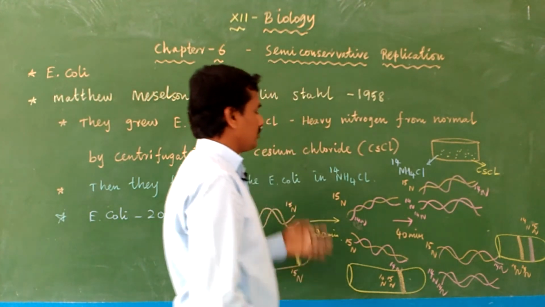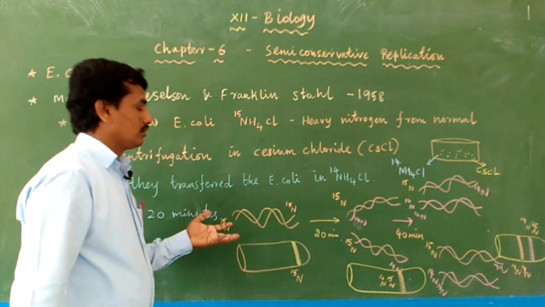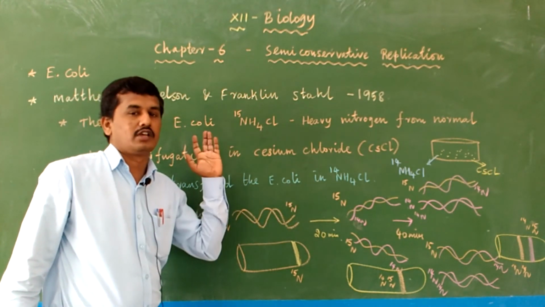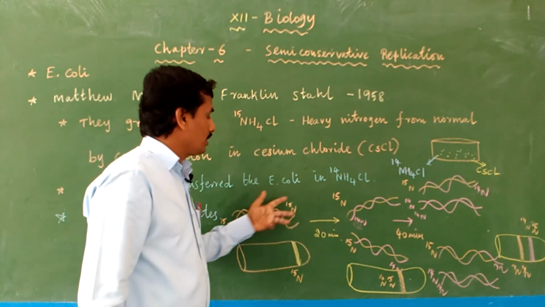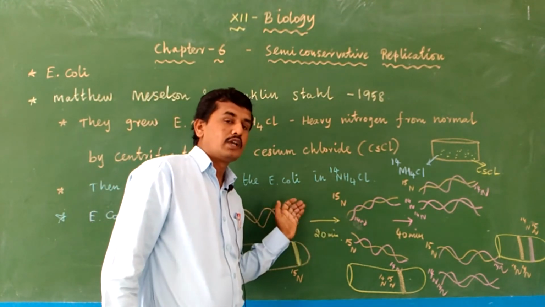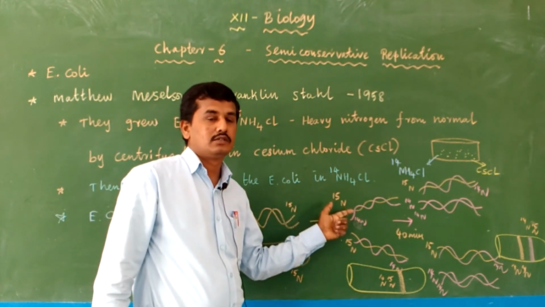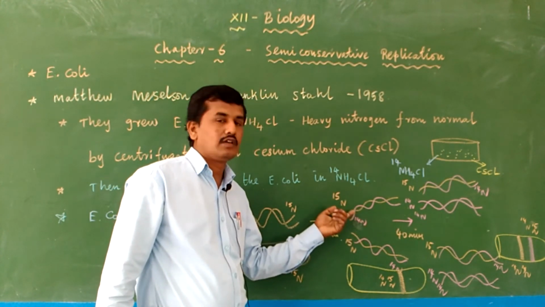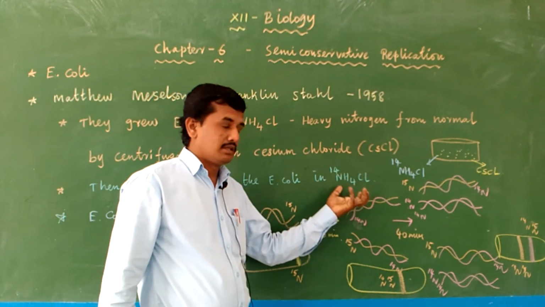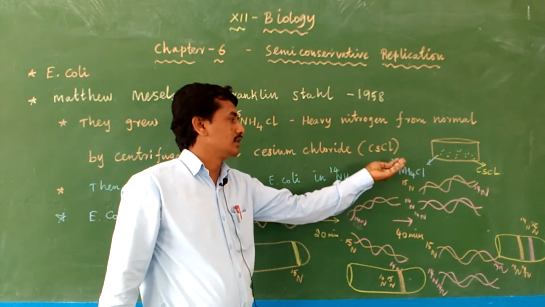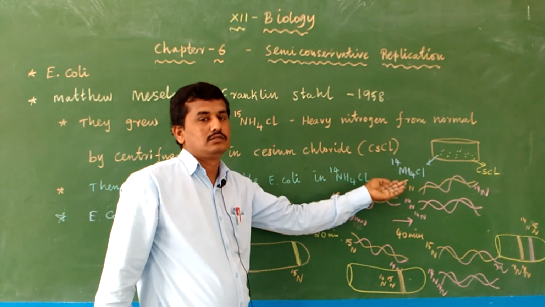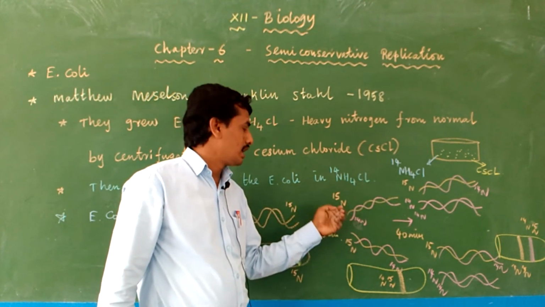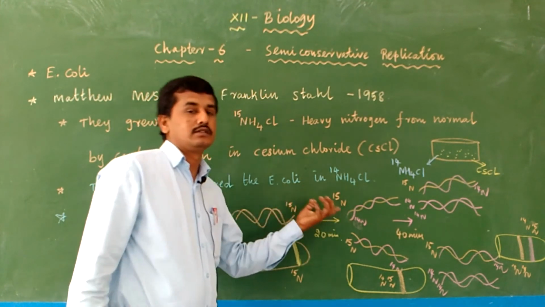Okay. So from this experiment, the scientists Meselson and Stahl concluded that during DNA replication, one strand is the old strand, and one strand is the newly synthesized strand. Due to the synthesis of the new strand, the bacterium absorbs what? Nitrogen 14. So it forms a new strand with nitrogen 14, and the old strand is nitrogen 15.